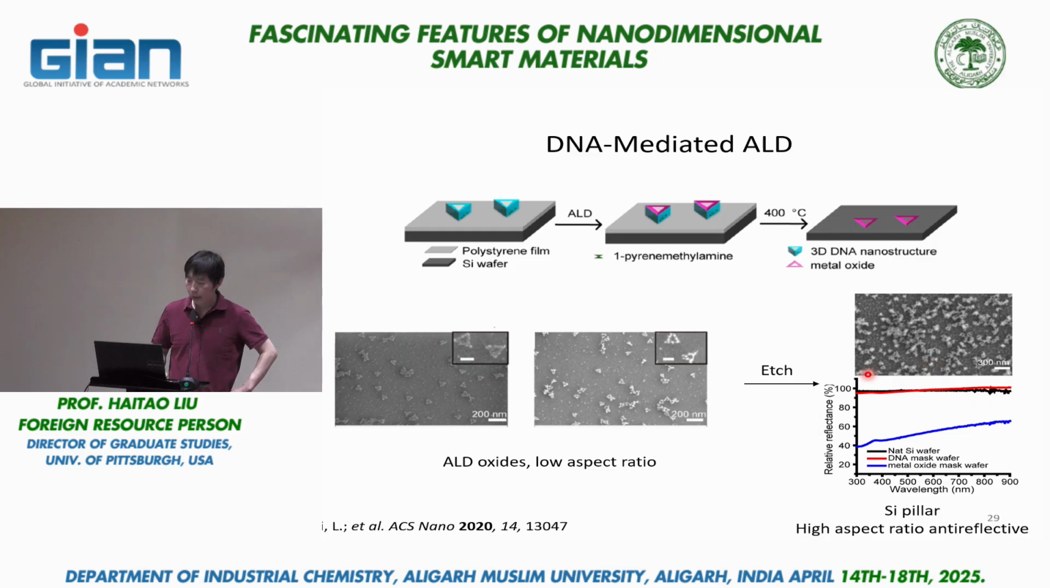Looking at the optical performance, the nanostructures that have been patterned by the DNA, the blue curve, show much reduced reflectance by about 40 to 60%. And the control sample is at 100%. And if you just deposit DNA mask but don't do the etching, pretty much no change.